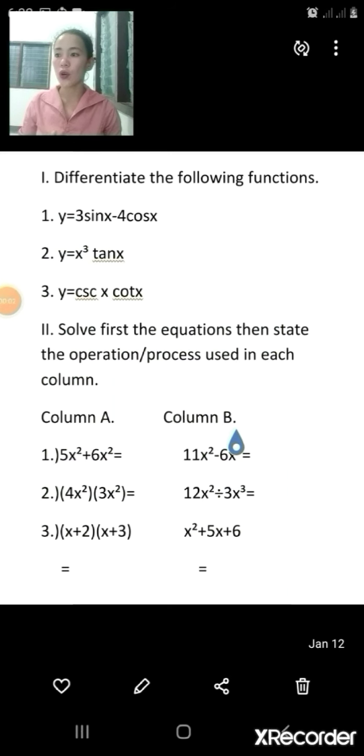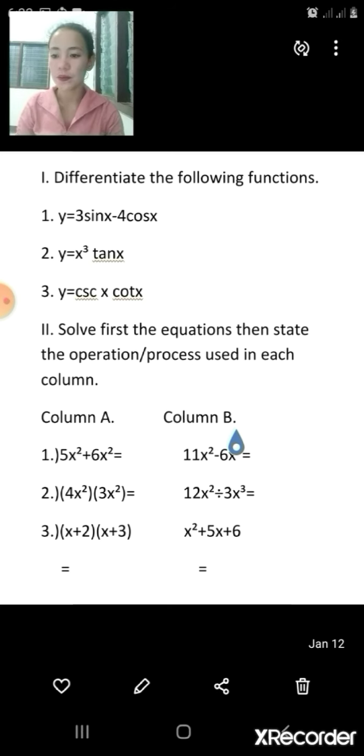Before we go on, I would like you to answer the following. The first is to differentiate the following function, and the second is to solve the first equation, then state the operation process used in each column. Whoever gets the right answer, I will give a prize. I give you 5 minutes to start.